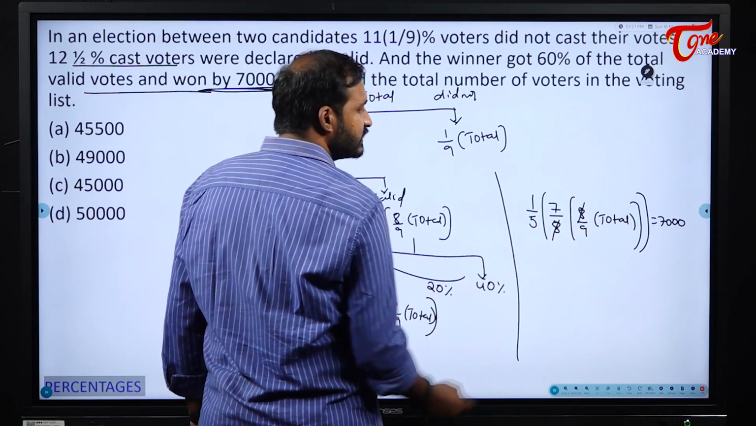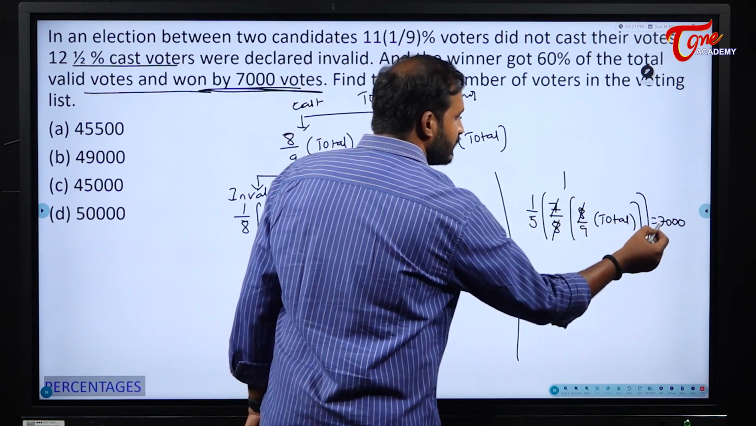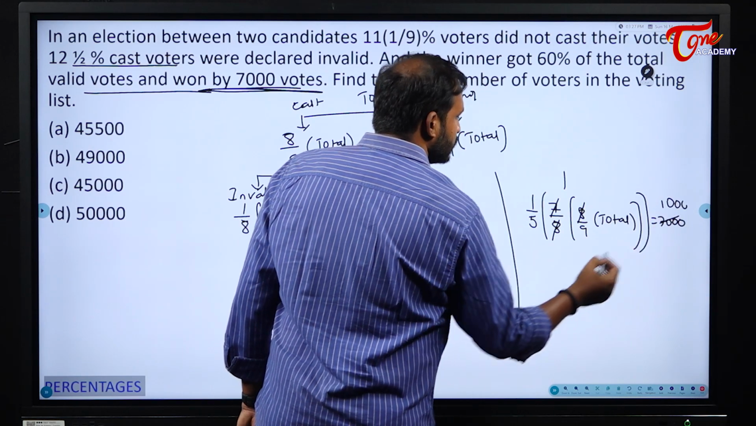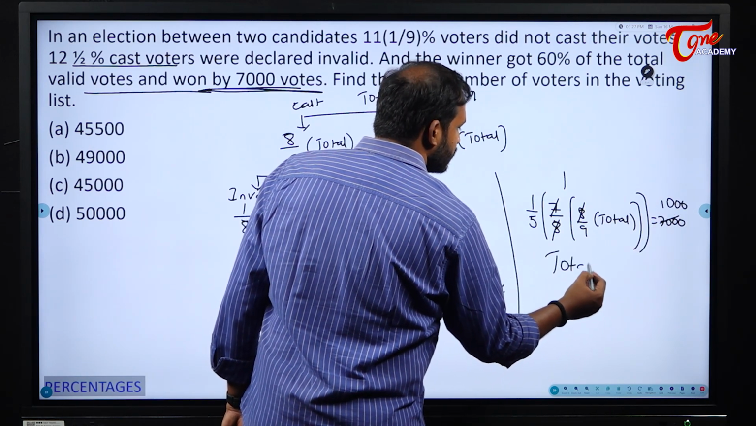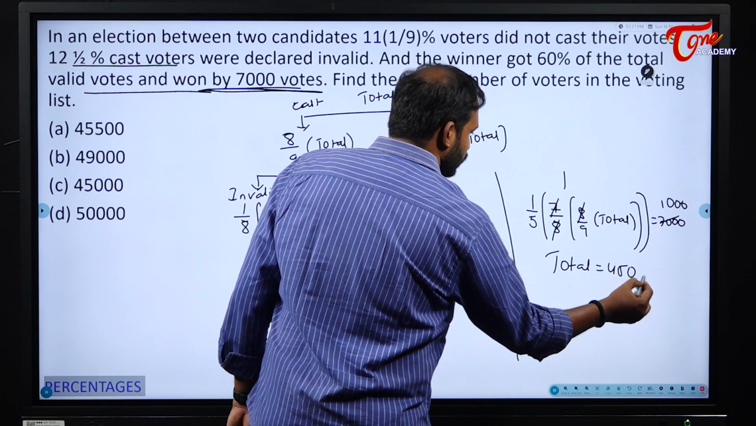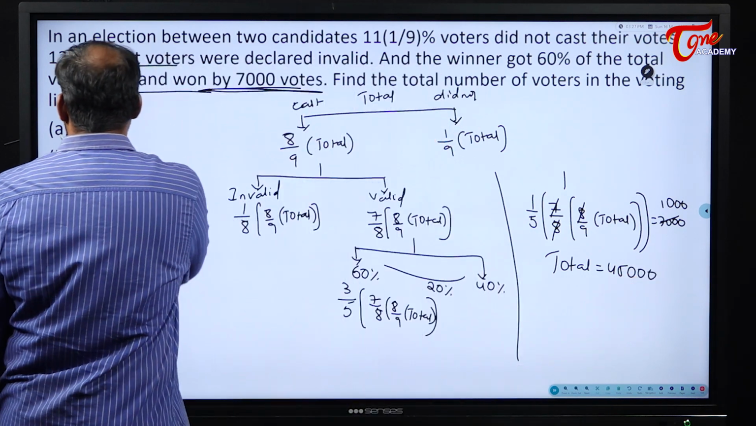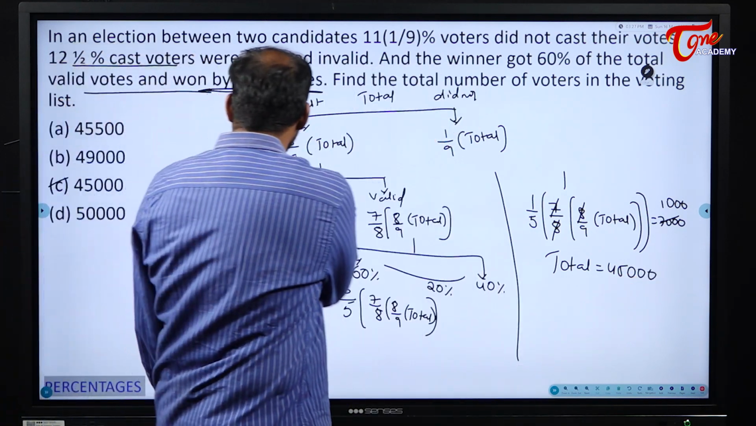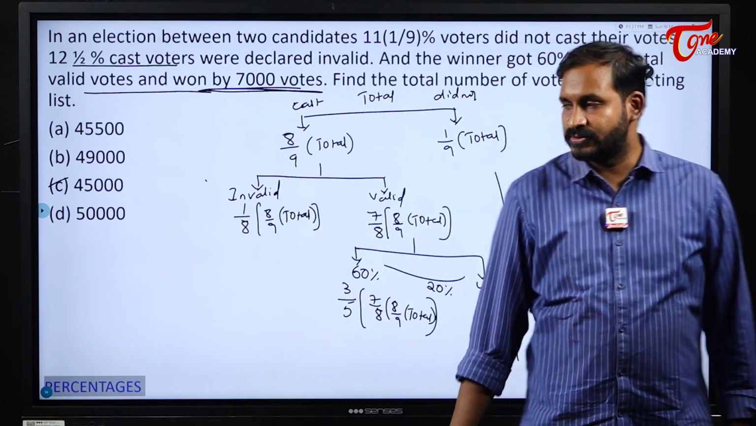0 0 get cancelled. 7 ones 7, thousands. So what will the total become for us here? 45,000 votes. So total there are 45,000 votes for us. So option C. Option C is the correct option for us here.